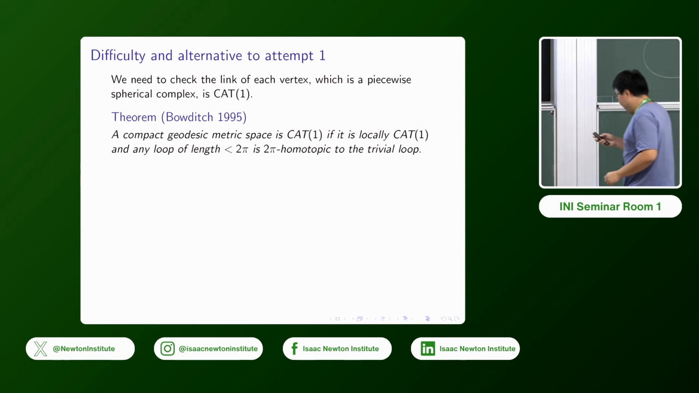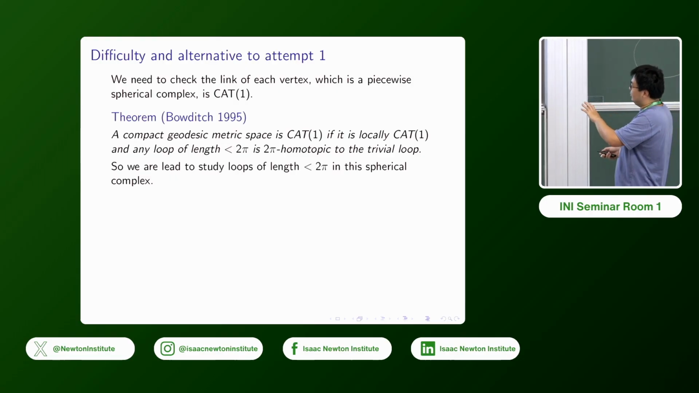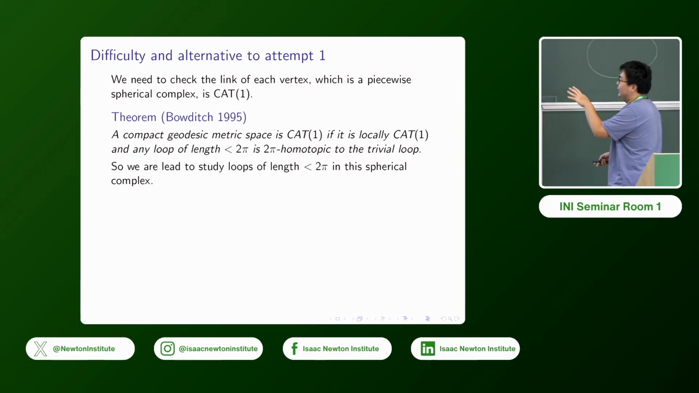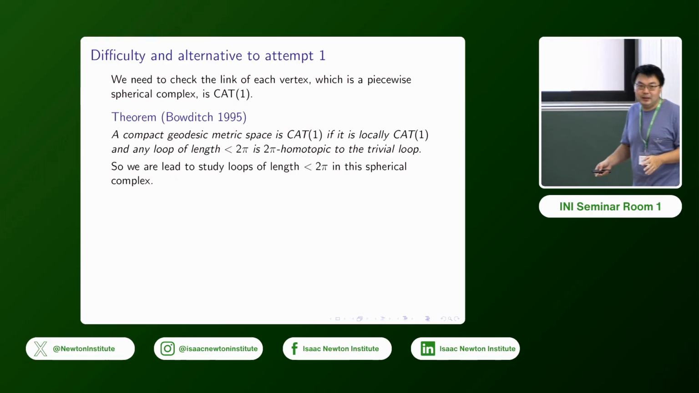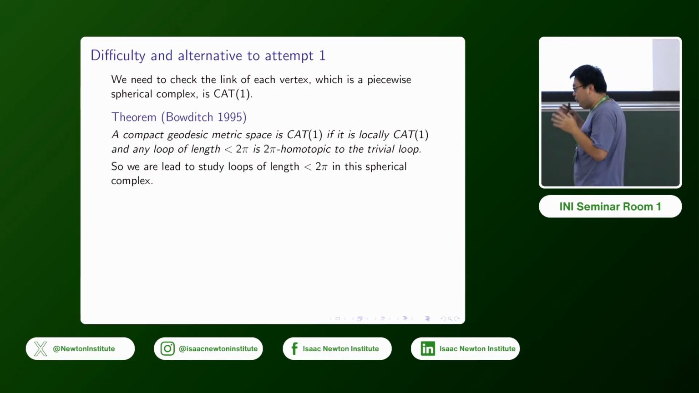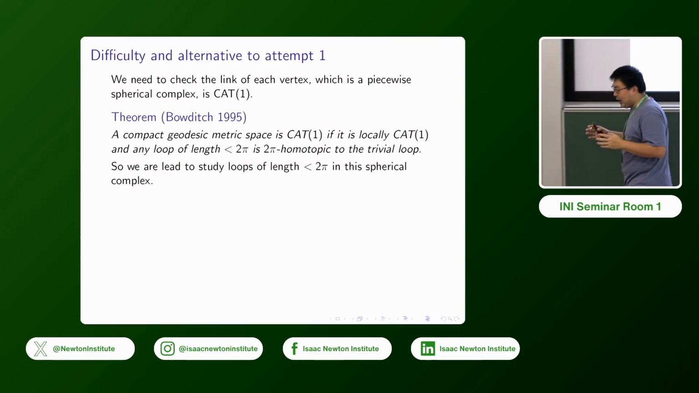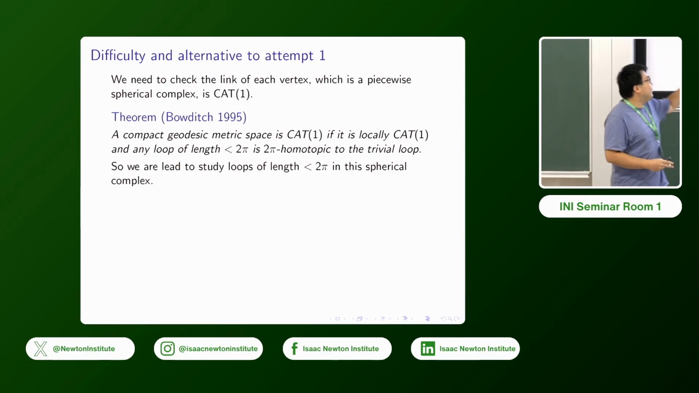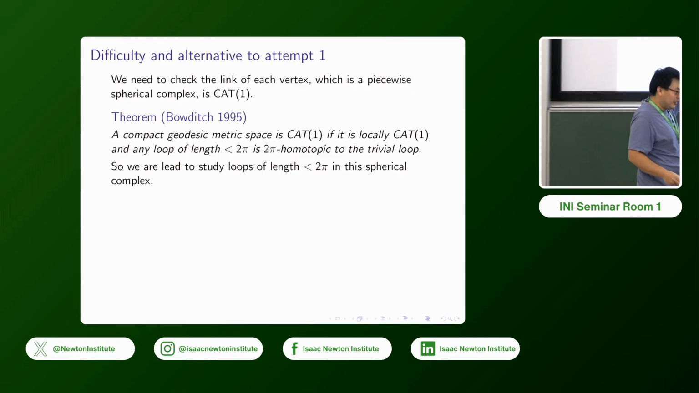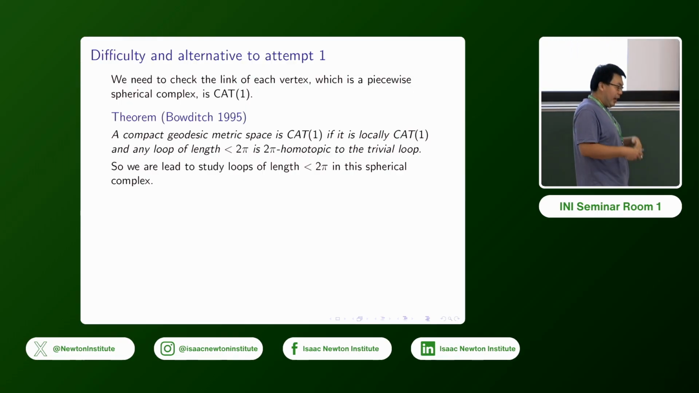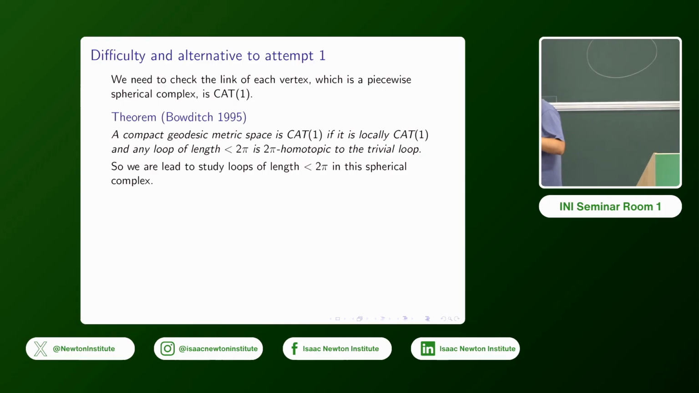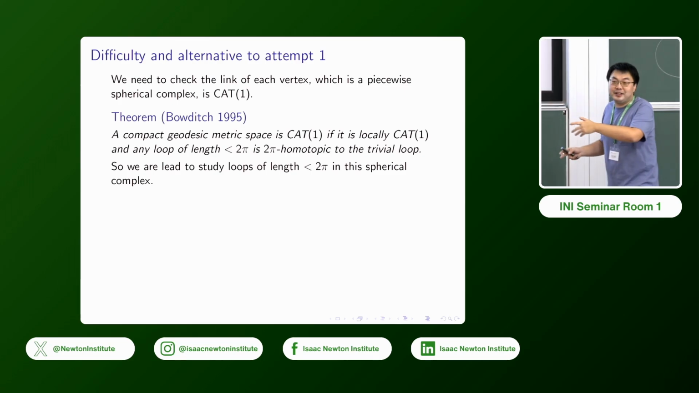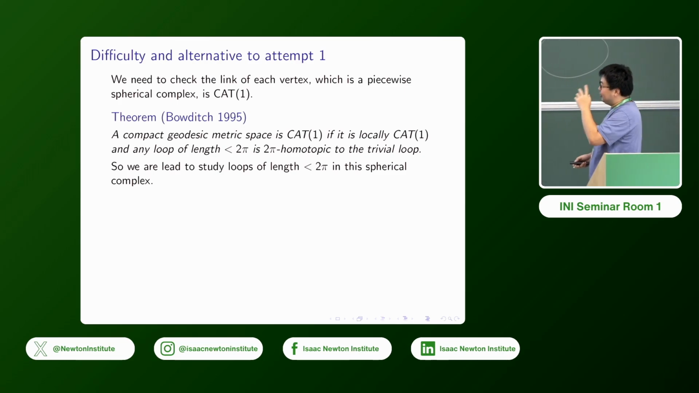Now what we need to do is study loops of length less than 2 pi in this spherical complex. Gromov famously did this for Cat0 cube complexes, and it is quite doable there. We can analyze loops of length less than 2 pi, and there's a nice flag condition. But if your complex has shapes that are a bit funny, then there's no such good thing.